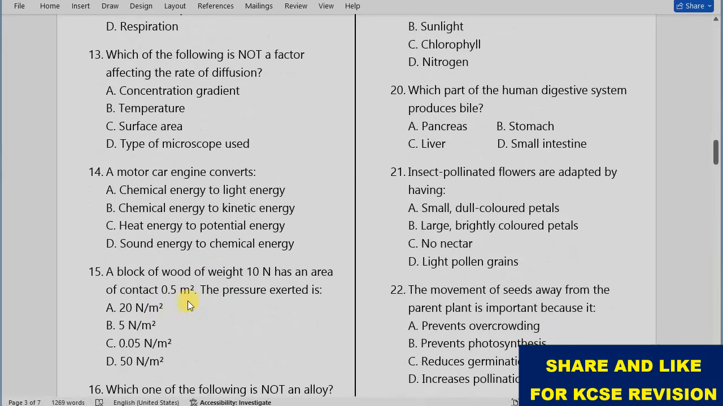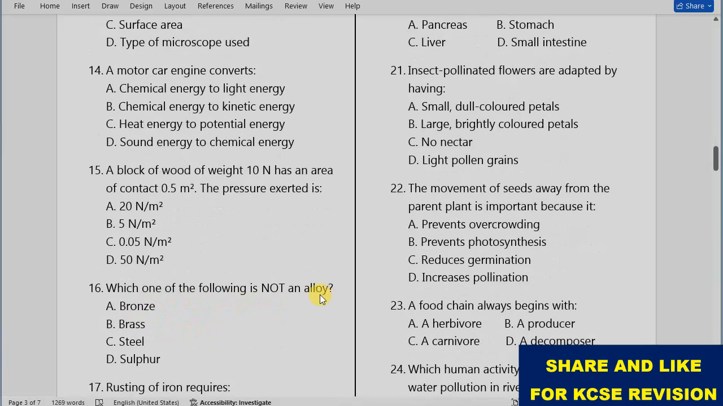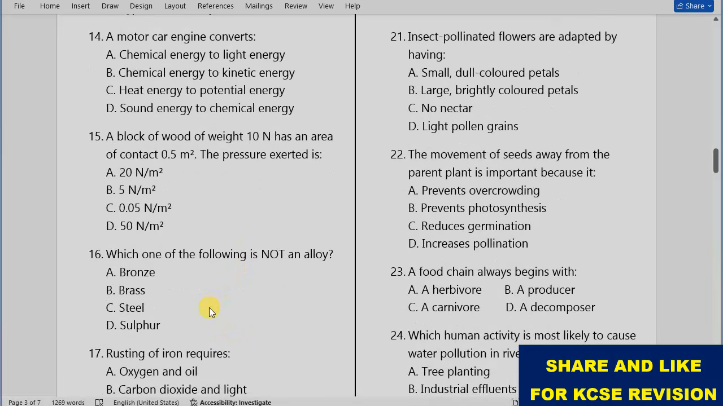Number 15, a block of wood weighs 10 newtons and has an area of contact of 0.5 meters squared. The pressure exerted is, we know, pressure is equal to force over area, and that is 10 over 0.5, which is 20 newtons per meter squared. A is the correct answer. Which one of the following is not an alloy? Sulfur is not. Steel is an alloy, brass is an alloy, and bronze is an alloy.